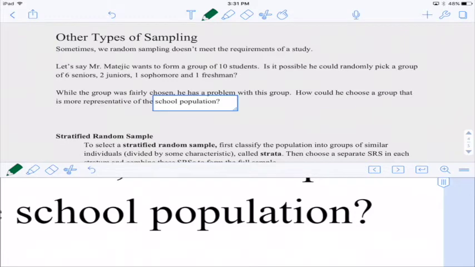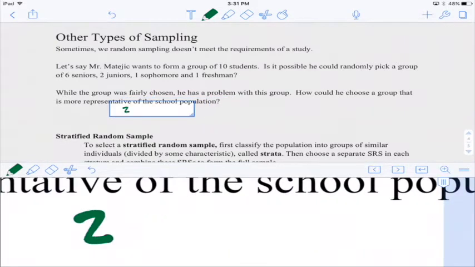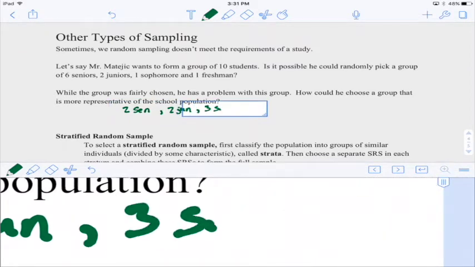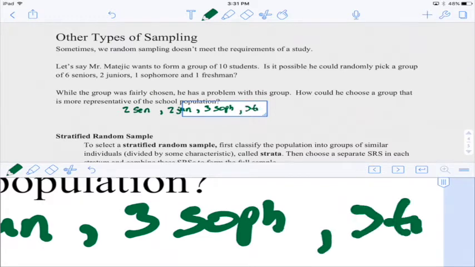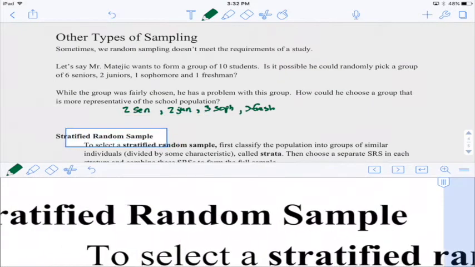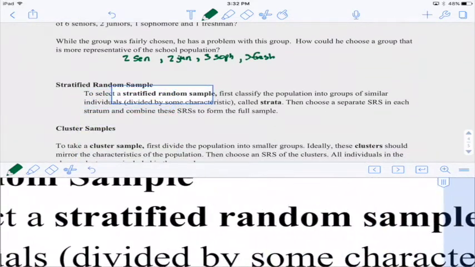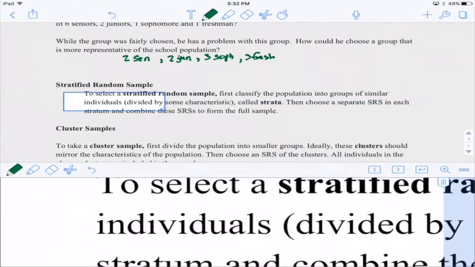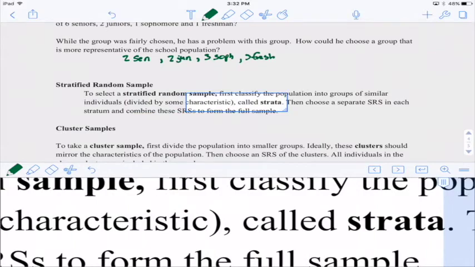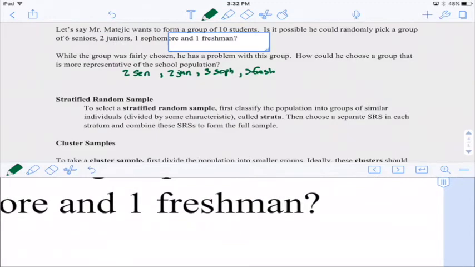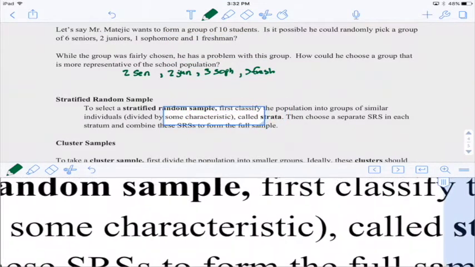Well, maybe we want to get 2 seniors, 2 juniors, 3 sophomores, and 3 freshmen. Maybe we want that, it's a little more even. We can do that. So what we could do is we can do what's called a stratified random sample. To select a stratified random sample, first, we classify the population into groups of similar individuals divided by some characteristic called strata. So in our example, the strata would be seniors, juniors, sophomores, freshmen. We would stratify them based off of the characteristic of what grade level they're in.